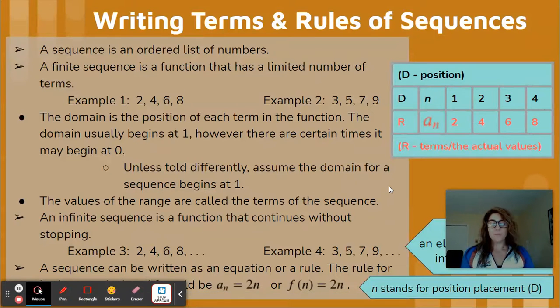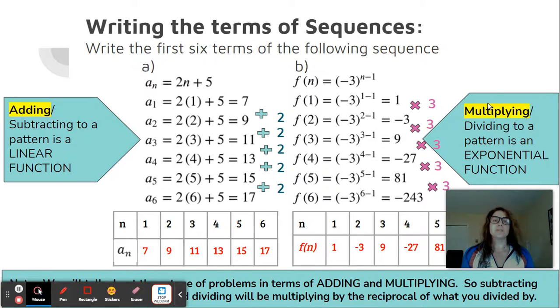Okay, so here are some examples of how we write them from a rule. If they tell you, here's a rule of your sequence, I can come up with the first however many terms. I can make a table if I need to. It just depends on what the situation is calling for. So I can see 2 times n plus 5. To find the first number, I plug a 1 in. That's 7. Plug a second number in.